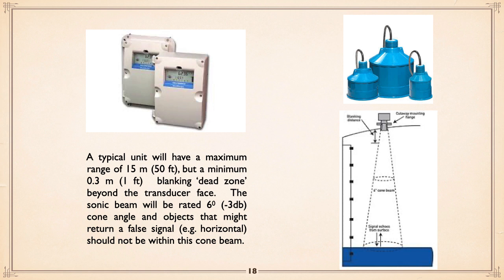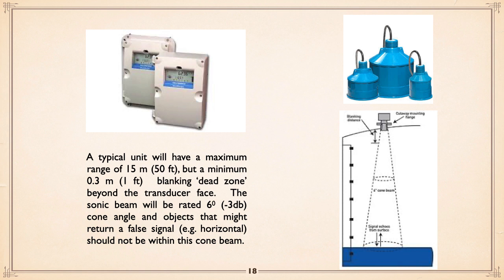And objects that might return a false signal should not be within this 6-degree cone. In other words, you want it clear of the ladder. And if you can see in the little drawing there, the echo, down it goes, up it comes. And this unit's mounted at the top, and of course nothing can be within that foot range.